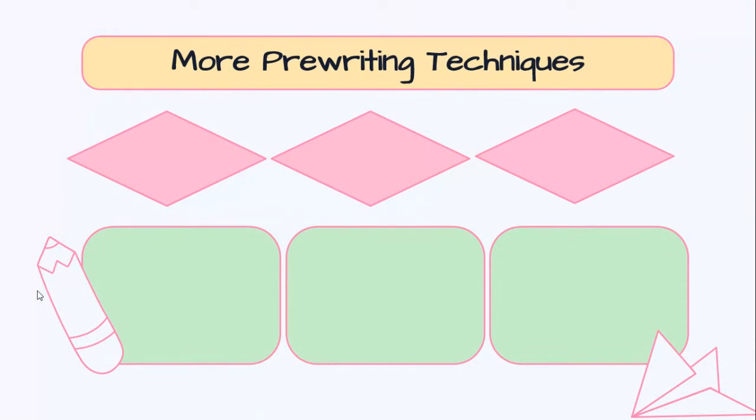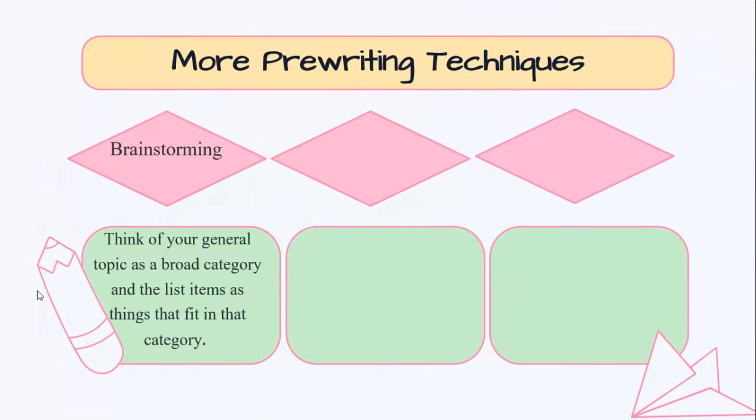So, moving on, here we have more pre-writing techniques, but what's special about these techniques is that they help you narrow the focus of the topic. The first one is brainstorming. Brainstorming is similar to list making. You start with a blank sheet of paper and then you make a list of more specific ideas after you write your topic at the top. Think of your general topic and try to list items that fit in that category.